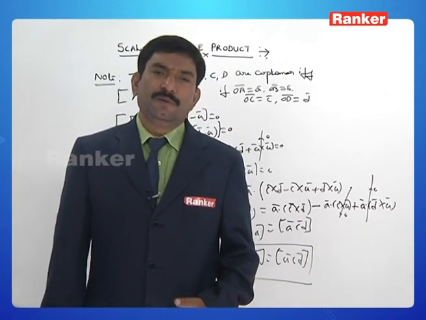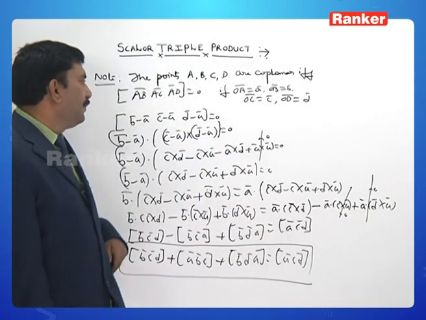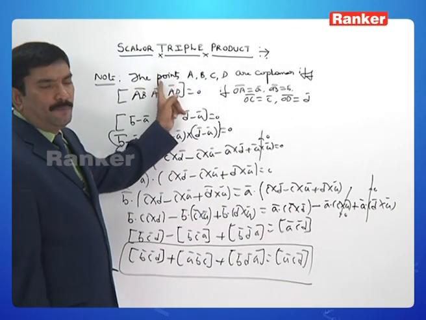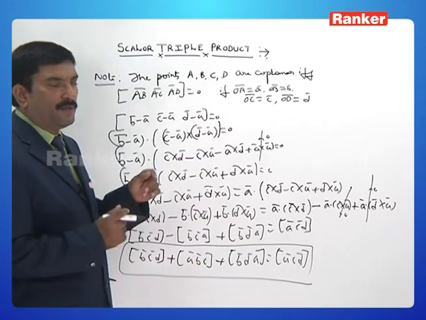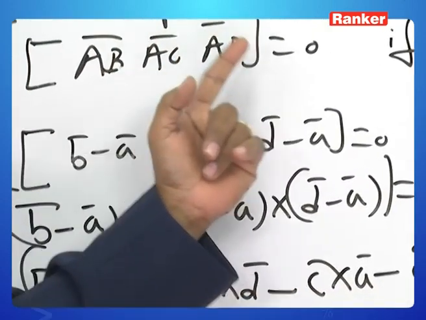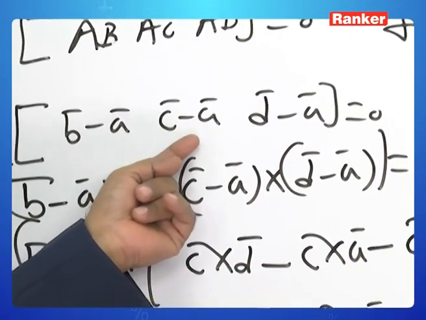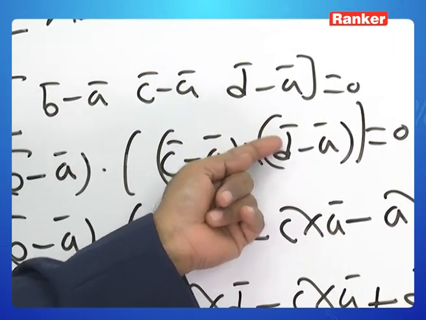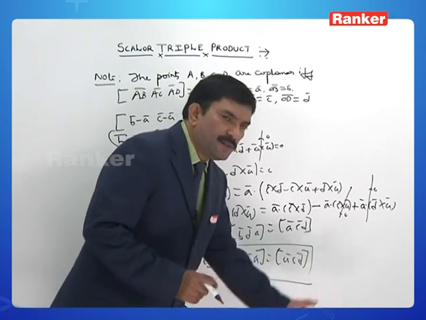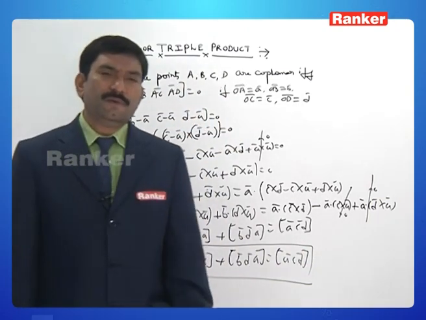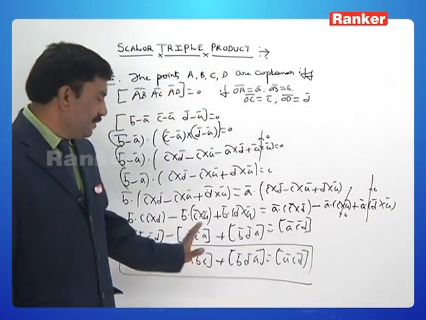So therefore, whenever the points capital A, B, C, D are coplanar, box of AB bar, AC bar, AD bar is equal to 0, or else box of B bar minus A bar, C bar minus A bar, D bar minus A bar is equal to 0, or else this sum of the 4 boxes is equal to 0. These are the conditions, right?